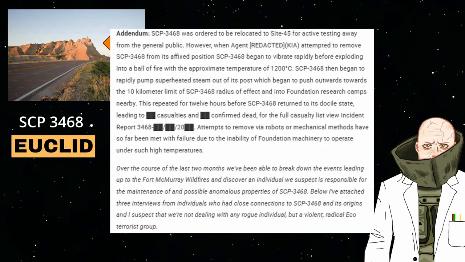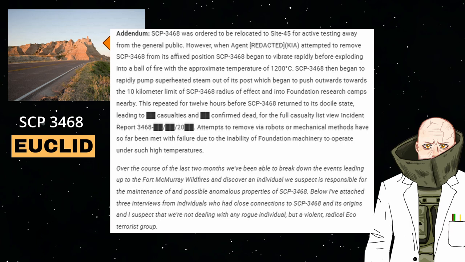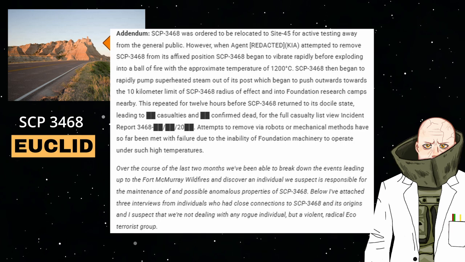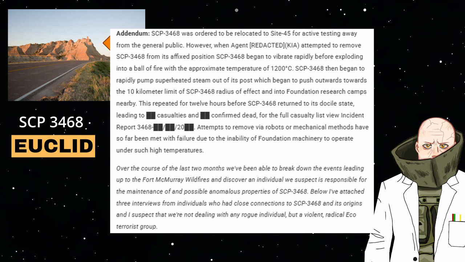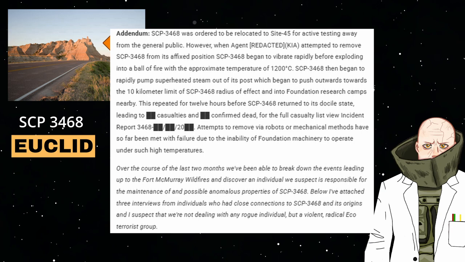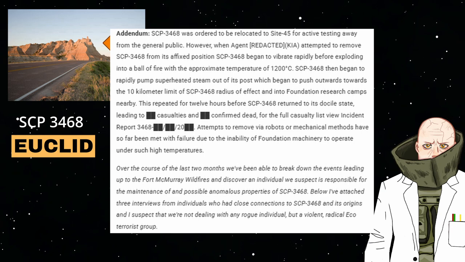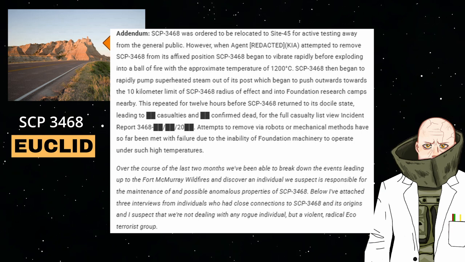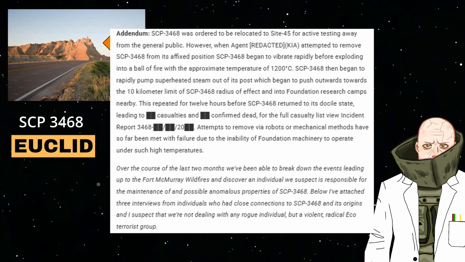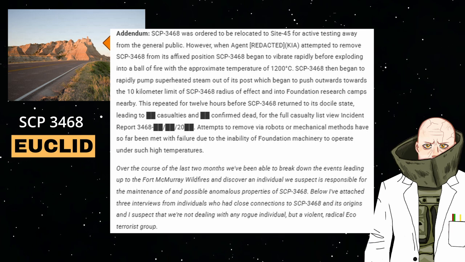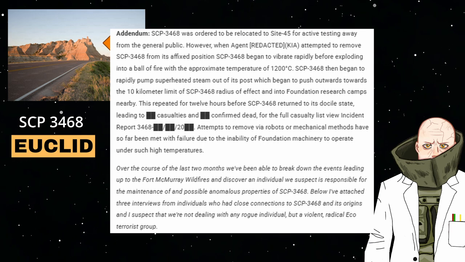SCP-3468 was ordered to be relocated to Site-45 for active testing away from the general public. However, when Agent Redacted, killed in action, attempted to remove 3468 from its fixed position, 3468 began to vibrate rapidly before exploding into a ball of fire with the approximate temperature of 1200 degrees Celsius.